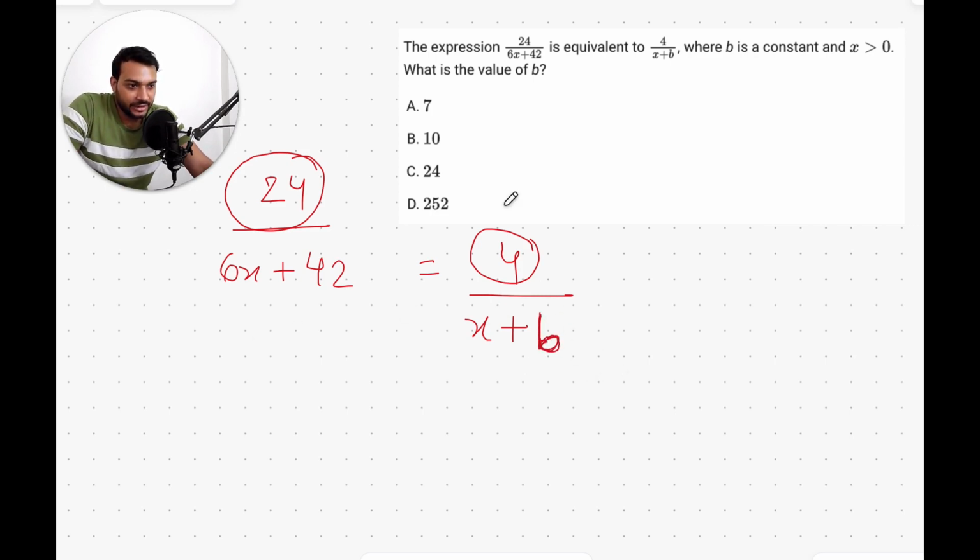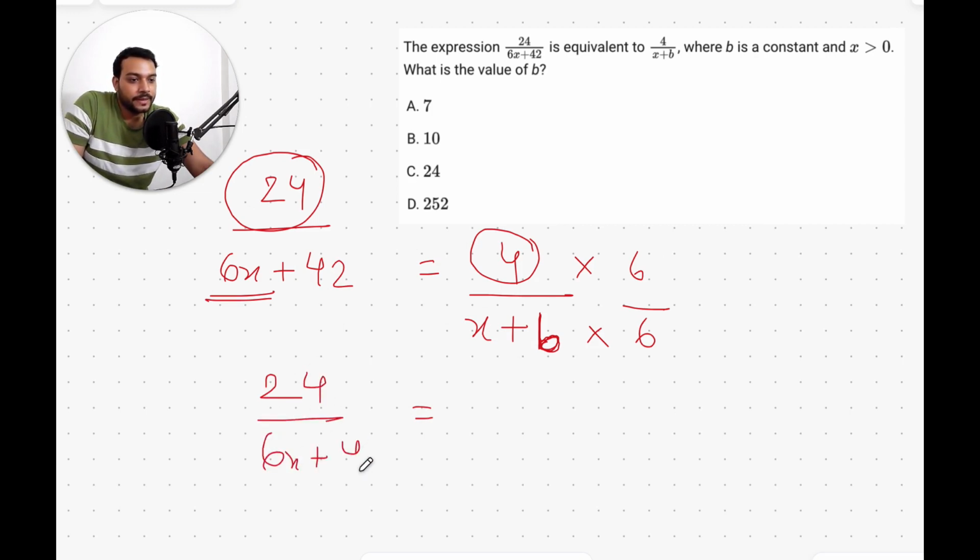First of all, the first hint which you get is you need to actually exploit the fact that they're equivalent. You need to make them seemingly equal. For that, as you see here, it's a 6x. Why not do a 6x on the right hand side as well? So multiply and divide with a 6 on the right hand side, so that nothing changes, but the expression is manipulated to match the left hand side. So the left hand side stays the same. 24 upon 6x plus 42 is equal to the right hand side: 6 times 4 is 24 upon 6 times x plus 6 times b.